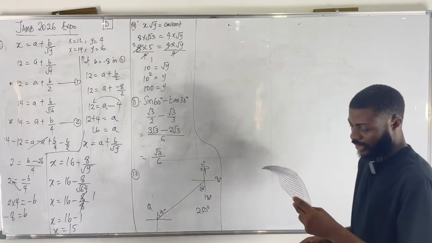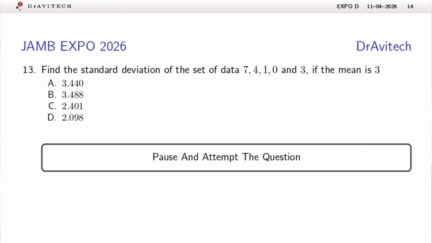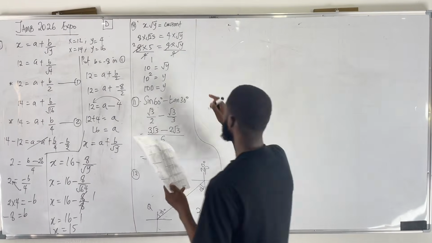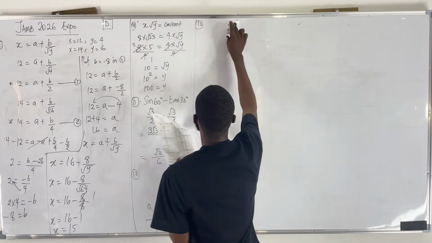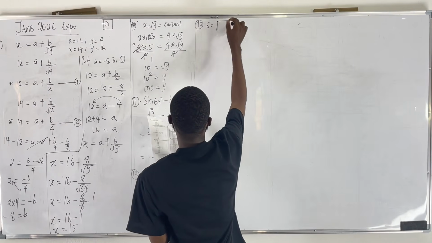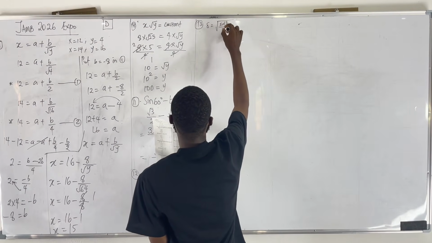All right. The next one says, find the standard deviation of the set of data 7, 4, 1, 0, and 3 if the mean is 3. Hold on, let me see. Okay, so the mean is 3. So they've helped us find the mean. So for question 13, I think it will be easy for me to just do it this way. The standard deviation is the square root of the sum of deviation squared over n.